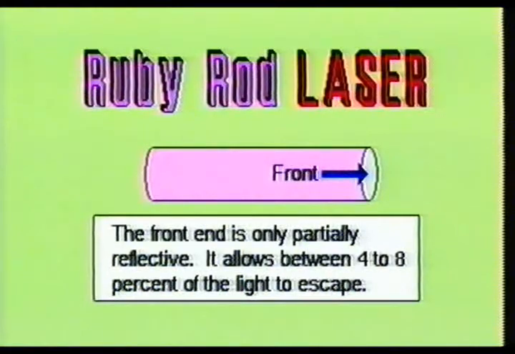The other end, or the front end, will only be partially reflective so that a small percentage of the laser beam can escape from the rod. The partially reflective end will only allow approximately 4 to 8% of the laser light to escape through the coated surface.